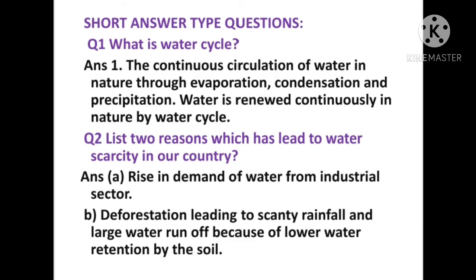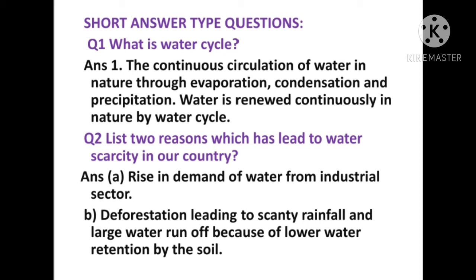Short answer type question. First question is, what is water cycle? Answer is the continuous circulation of water in nature through evaporation, condensation and precipitation. And water is renewed continuously in nature by the water cycle. In the water cycle, the water from the water bodies goes into the atmosphere and then comes back to the earth's surface.